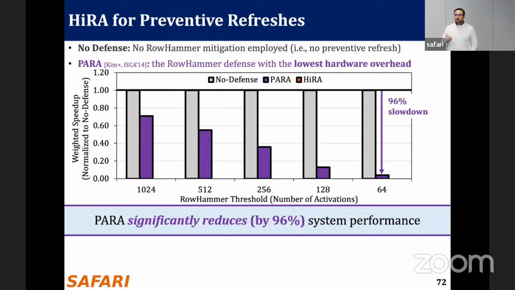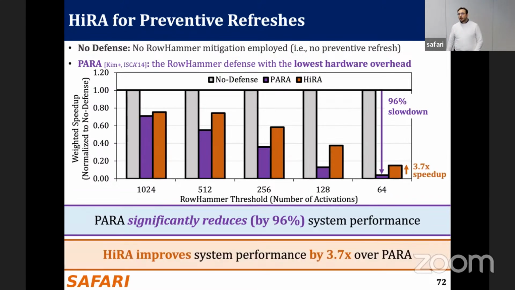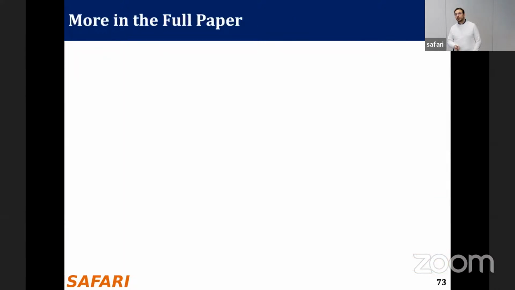And we observe that as we go to very low activation counts or RowHammer thresholds, Para induces 96% of slowdown. It means basically the system is not available anymore. It doesn't work. You cannot use it. So when we use HiRA instead of Para, again, our performance is not really great, to admit. But compared to Para, actually, we have 3.7x speed up.